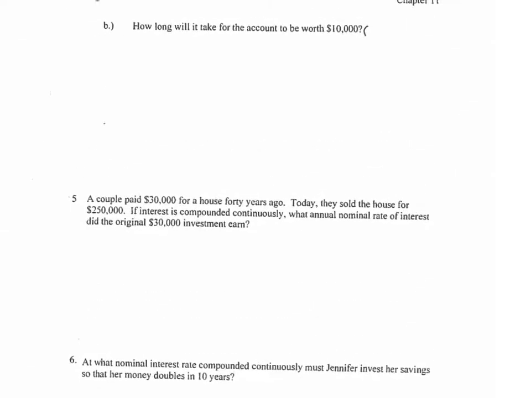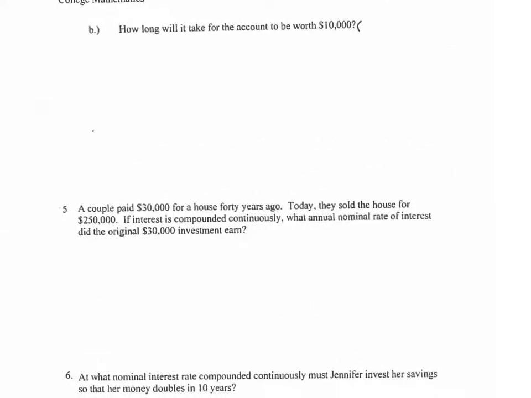Now the next one is kind of interesting because now we're going to figure out how long it would take for the account to be worth $10,000. Okay, I still need A equals Pert, and my interest rate is still my 0.0175. I hope you've got a lot of time because I think it's going to take a while to get there. But let's see if we could figure out how to plug into our formula to find this.